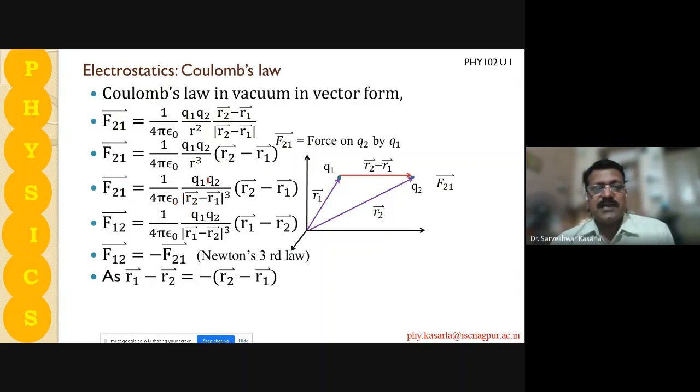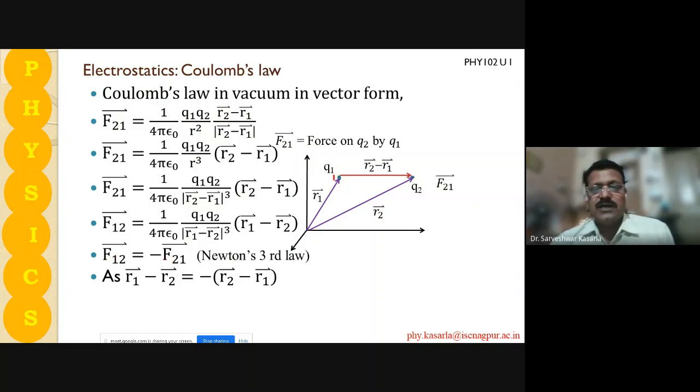One can express like this: in place of r, one may write mod of vector r2 minus vector r1 cube into vector r2 minus r1. And similarly, F12 means the force acting on charge q1 due to charge q2. So that is equal to 1/4 pi epsilon 0 q1 q2 upon mod r1 minus r2 cube into r1 minus r2. And F12 is equal to minus F21. Newton's third law is verified because these two forces are equal and opposite.